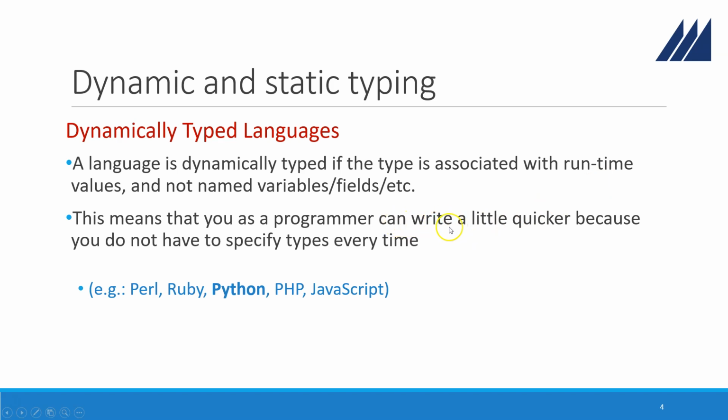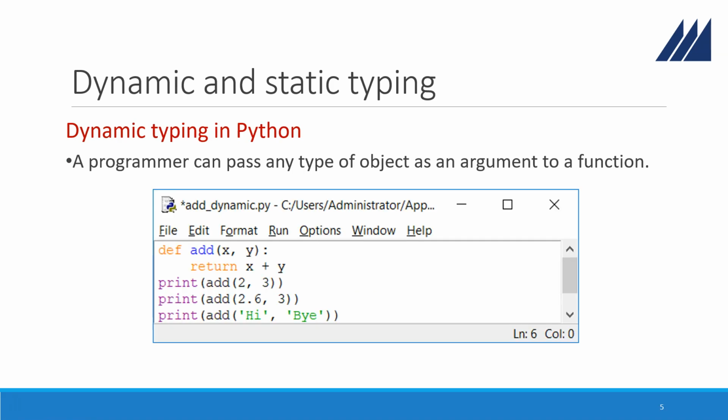That will give you, as a programmer, a little quicker time, because you don't have to specify every type you use in your program. Here's a very simple example just to show you how dynamic Python is. Let's assume that we have this function. You can try this by yourself. We call the function add, and this function takes two parameters, x and y, and it's just going to return x plus y.